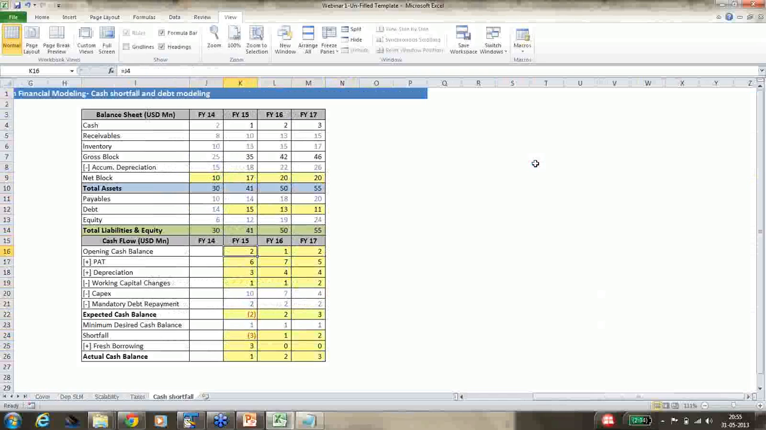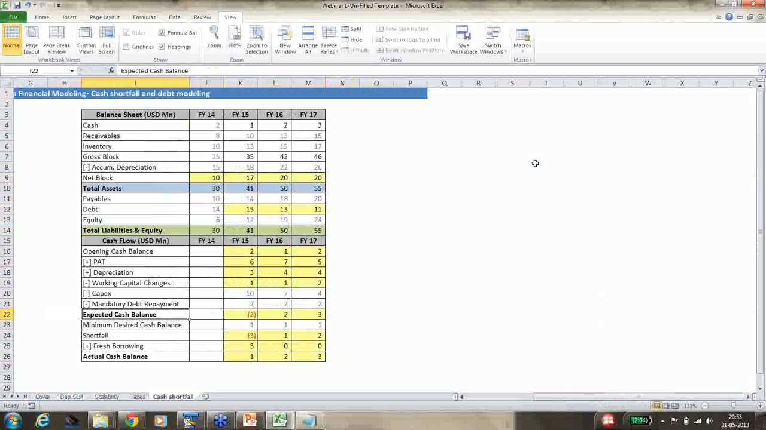If you look at the cash flow, this is my opening cash balance. This 2 is my cash from the last year. So the opening cash of this year is the closing cash of the last year. Then I add the PAT and depreciation. That is the indirect method of calculating the cash flow statement. We do this, capex, and we get the expected cash balance.